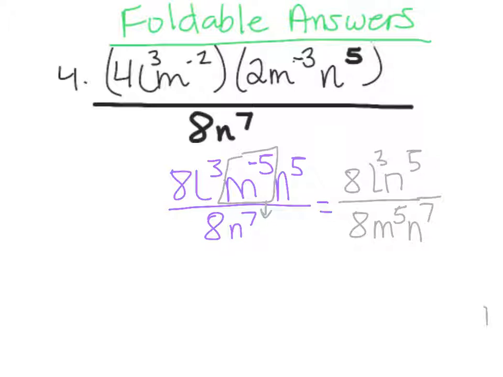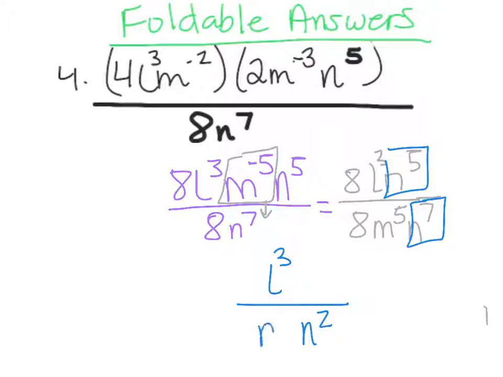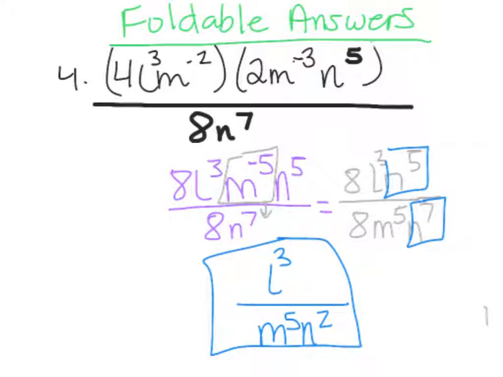I'm going to simplify my whole numbers first. So 8 divided by 8 is just 1, so it just cancels out. I have my L to the third. Now I have 5 minus 7 because my N to the 5th and N to the 7th I'm dividing, so I subtract the exponents. So 5 minus 7 is a -2, which means it has to go on the bottom and be positive. And my M is the only M, so M to the 5th goes on the bottom. So this should have been your simplified answer for the fourth one.